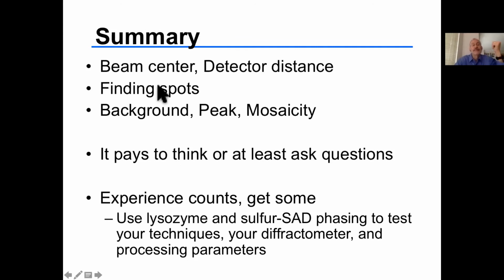So in summary, get the beam center right, get the detector distance right, find spots, estimate where the backgrounds are, know something about mosaicity. It pays at least to think or ask about these questions. Experience counts. Before you do something difficult, why not do something moderately difficult? Like use lysozyme and sulfur SAD phasing to test your techniques, your diffractometer, and your processing parameters before you go off and do virus particles or large unit cells and so on.